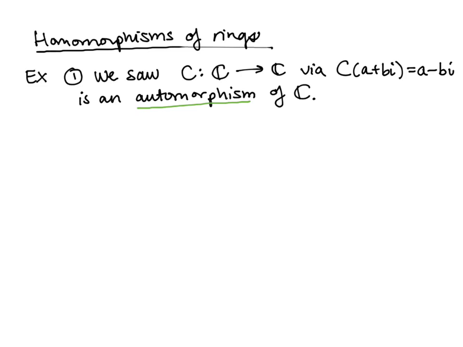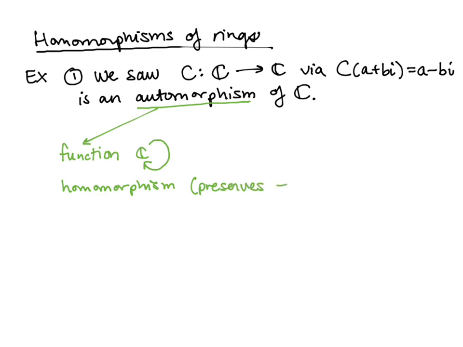So let me remind you what an automorphism is. Well, it's got to be a function from C to itself. It has to be a homomorphism, meaning that it's got to preserve addition and multiplication. And it has to be onto and one-to-one. So it's a bijection. Now this preserves addition and multiplication.